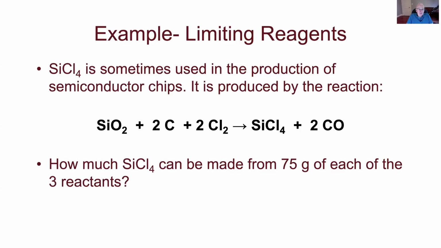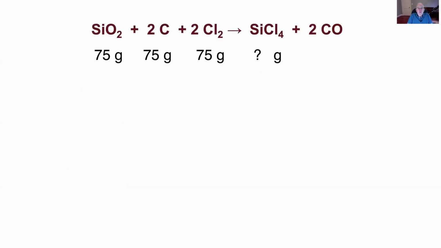The problem asks us how much SiCl4 could we make if we started off with 75 grams of each of the 3 reactants. So I have SiO2, carbon, and chlorine. These are my reactants over here, right? And my slide tells me that I have 75 grams of each of them. That's my problem, and I want to know how many grams of SiCl4 I can make. So that's my problem as summarized here, okay?